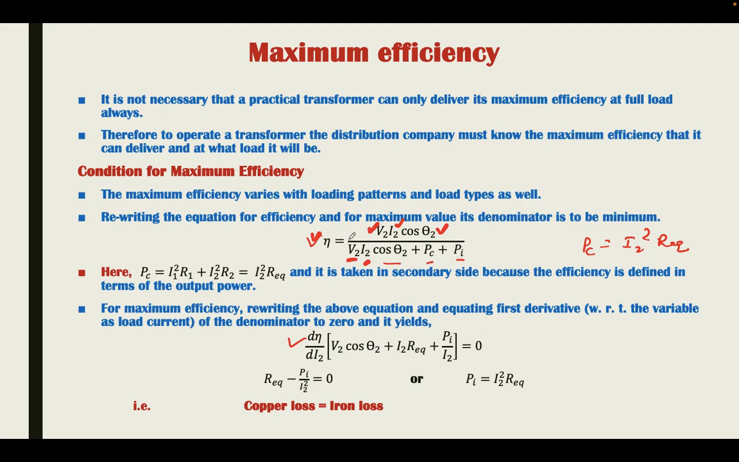For the minimum value of this denominator, we have to take the first derivative with respect to the variable, and the variable here is the secondary current I2. Taking the first derivative and equating it to 0, the condition comes out as Pi equal to I2 square R equivalent. This means iron loss must equal copper loss, or constant loss must equal variable loss.